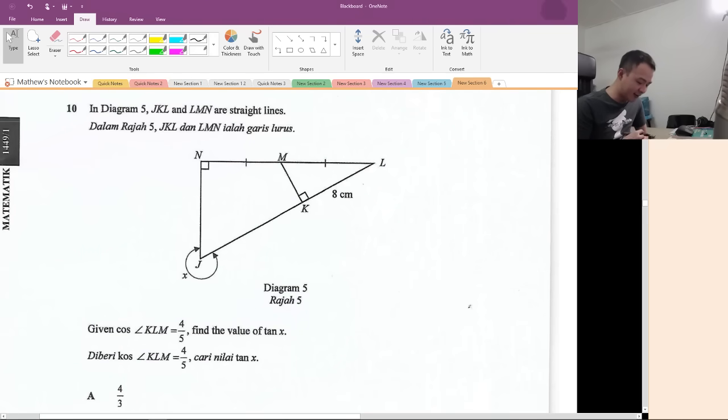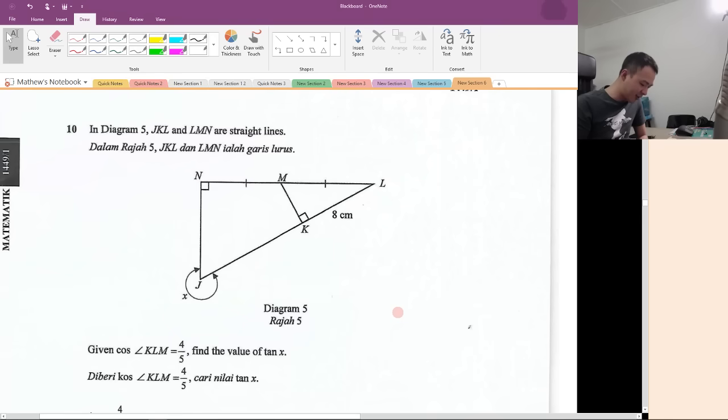Alright, number 10 here. This question is a bit tricky. If you have no idea what similar triangles are, this question might be a bit tricky for you. First thing is I have this value cos KLM, meaning this angle, equals 4 over 5. Cos is adjacent over hypotenuse. We know the 4 over 5 here basically is the ratio, right? So when 4 goes to 8 centimeter, we know it's multiplied by 2. Then 5 has to be multiplied by 2, we will get 10 cm.